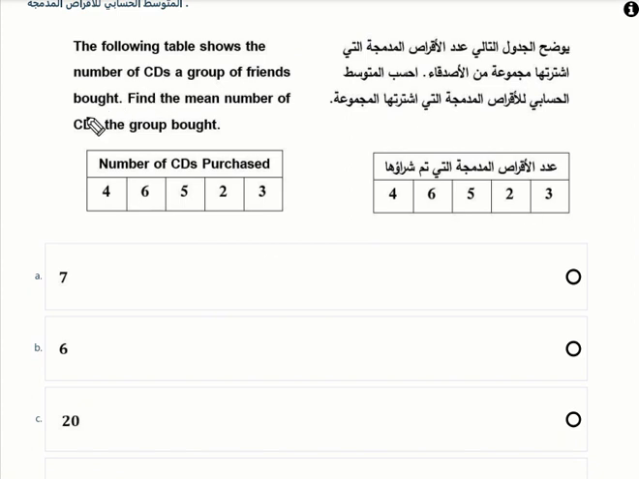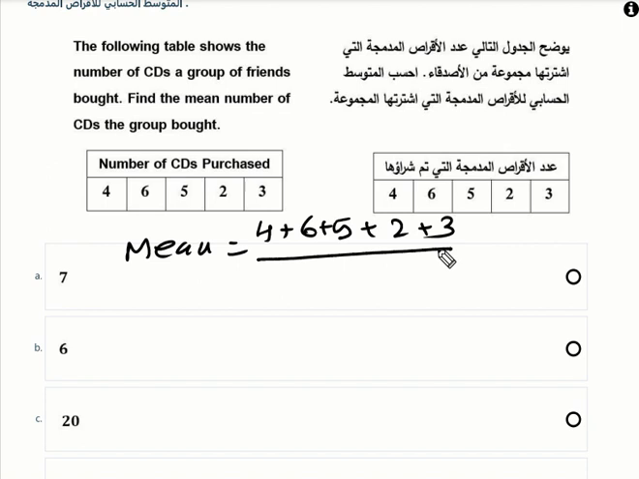the following table shows the number of CDs a group of friends bought. Find the mean number. Okay, mean is very easy for you. Mean is equal to, just add all the numbers, 4 plus 6 plus 5 plus 2 plus 3, and then divide by how many numbers? 1, 2, 3, 4, 5. So divided by 5. 4 plus 6, 10, 10 plus 5, 15, 15 plus 2, 17, 17 plus 3, 20, divided by 5 means it will be 4. So mean will be 4 here.